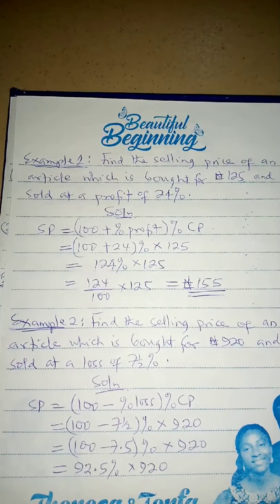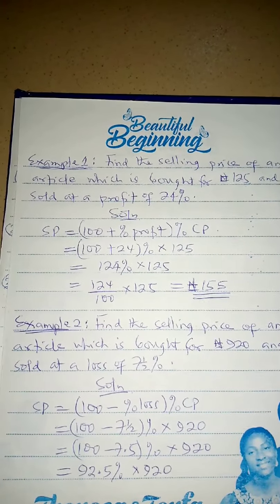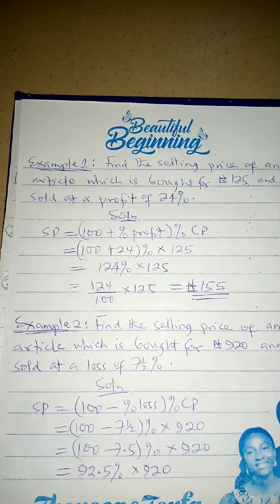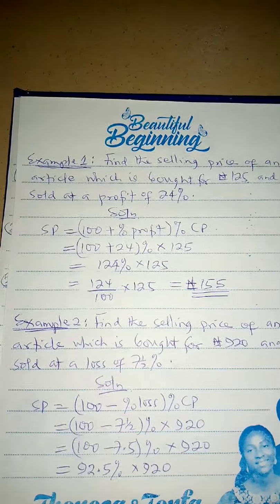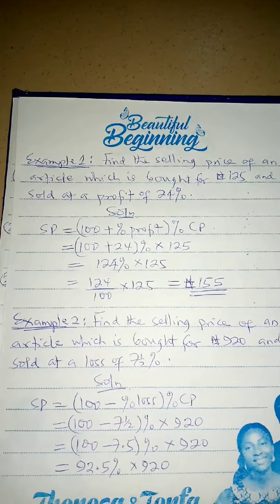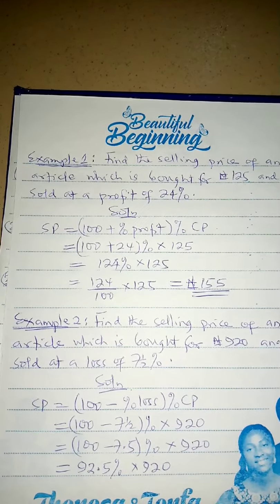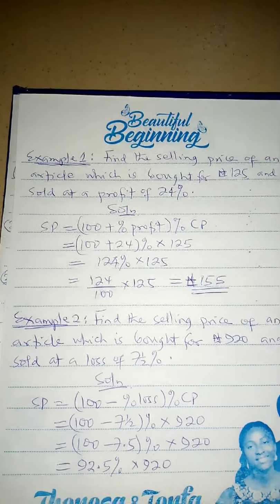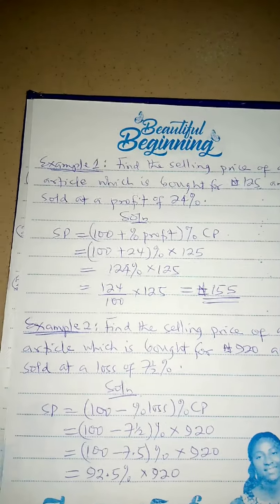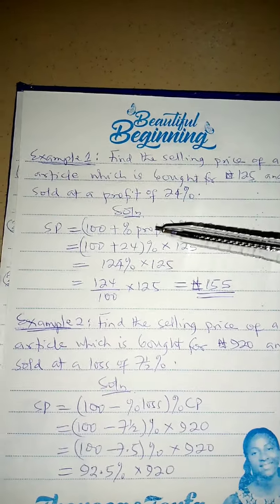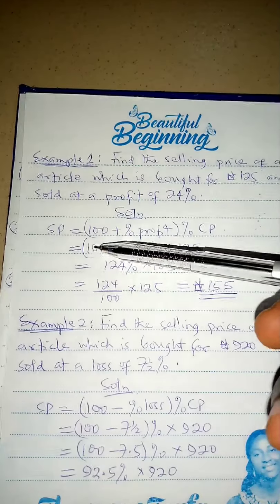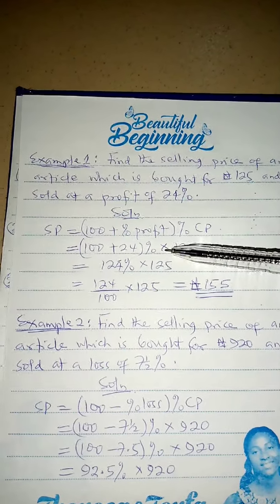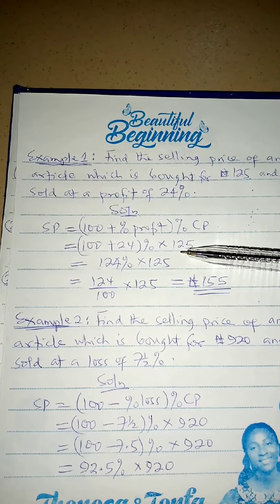From what I give you, the rightful formula that will help you is the second to the last one, where you have selling price to be 100 plus percentage profit, all percent, times cost price. You just make your substitution, that's all. 100 plus the percentage profit, which is 24, all percent, times your cost price, which is 125 naira.